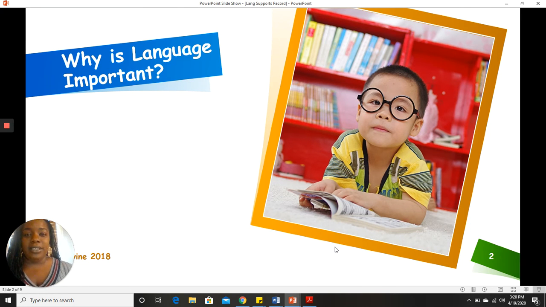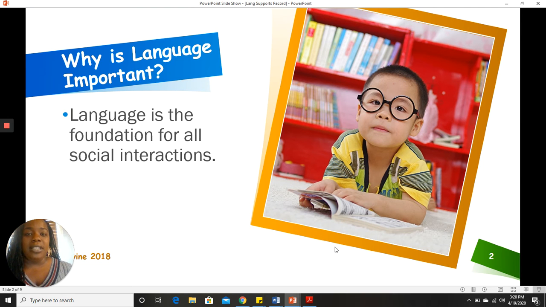Why language? Language is the foundation for all of our social interactions, whether we're going to the store, going to the movies, going to work. We need language to be able to communicate with others, to get our point across, and to get our own needs and wants met.